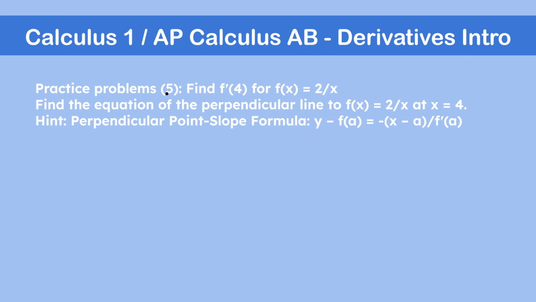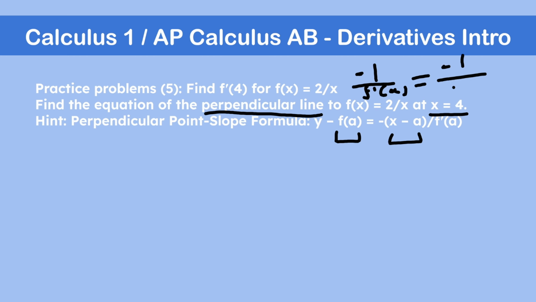Very sorry about that. Now we're going to find the perpendicular line to f of x is equal to 2 over x at x equals 4. The point here will stay the same, but the only thing that will change is the slope. The perpendicular slope will be negative 1 over f prime of a, and that's equal to negative 1 over negative 1 over 8. The negatives cancel out and the 8 goes on top, so the new slope is equal to 8.